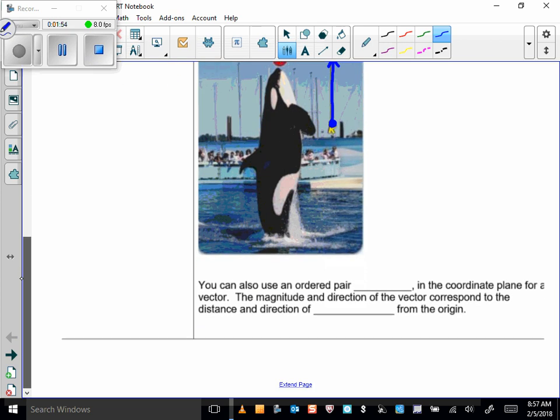We'll get much more in detail here in a minute so you can see what we're really going to use this for. You can also use an ordered pair, x and y, with an x component and a y component in the coordinate plane for a vector. But you see here we use these little brackets around the x and y when we're using vector notation instead of parentheses when we're just talking about coordinates. The magnitude and direction of the vector correspond to the distance and direction of x and y from the origin. Okay, so let's go over here and look at some examples.